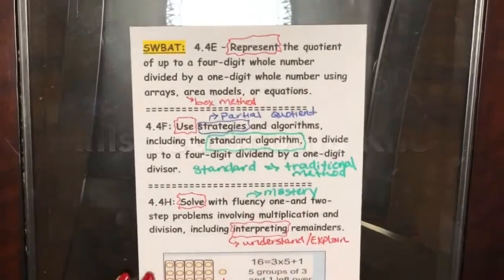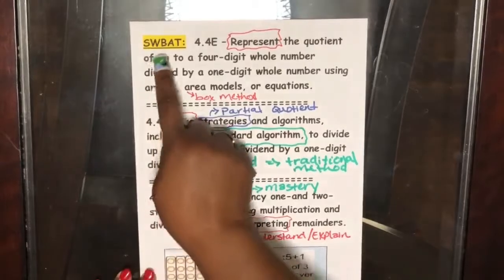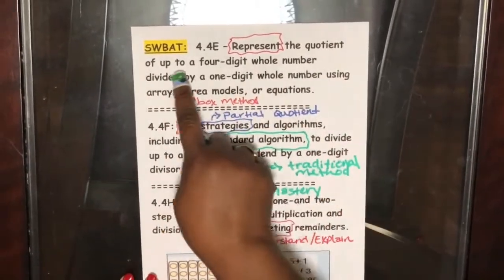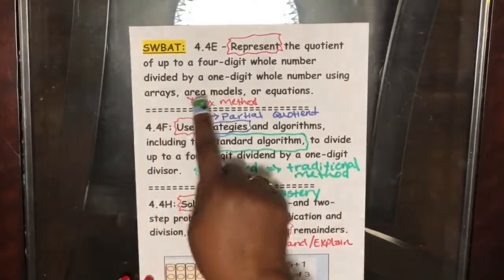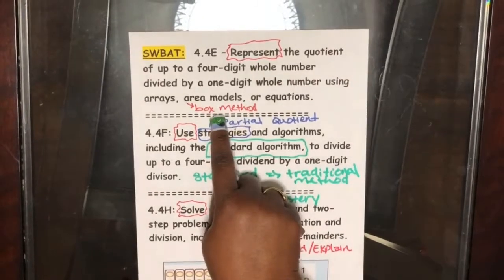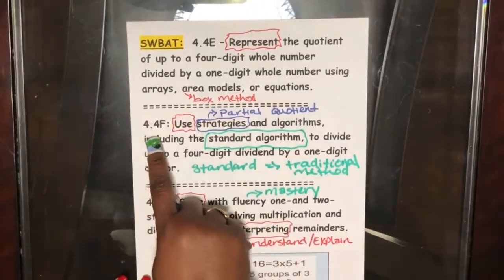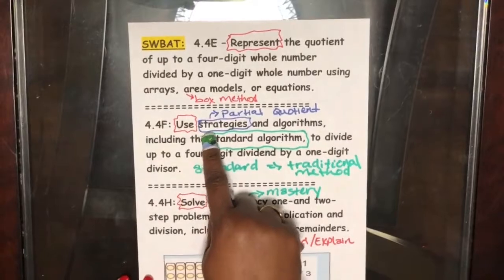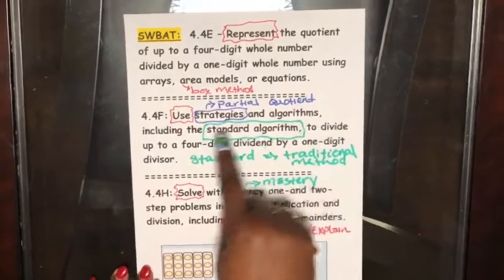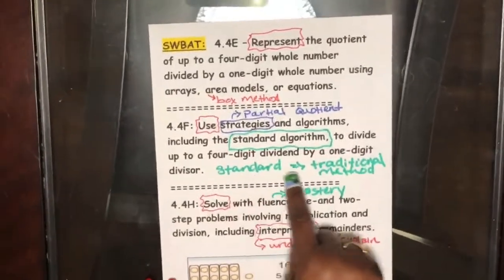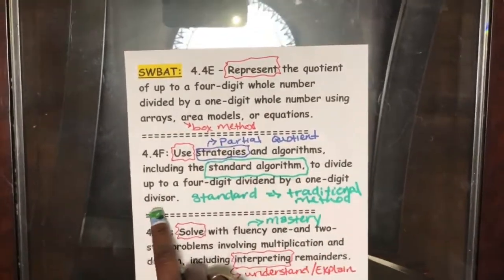Let's first start with discussing what skills you should know by the time you master long division. The student will be able to represent the quotient of up to a 4-digit whole number divided by a 1-digit whole number using arrays, area models, also called box method, or equations. In addition to being able to represent the number, the student will be able to use strategies such as a partial quotient method and algorithms, including the standard algorithm, which is called the traditional method, to divide up to a 4-digit dividend by a 1-digit divisor.